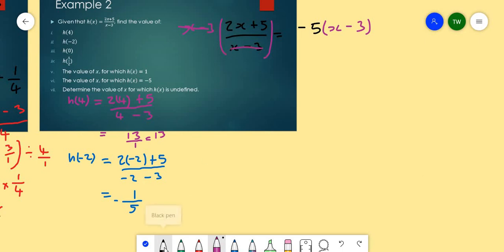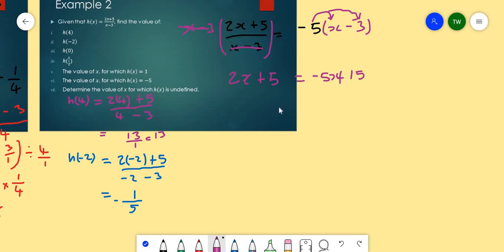So what I'm left with is just 2x plus 5 equal to, here I'm going to take this minus 5 and distribute it to each term inside of the bracket, meaning that I'm taking what is outside of the bracket to multiply each term. So -5 times x, that's going to give me -5x. And -5 times -3, that's going to give me positive 15. Right?